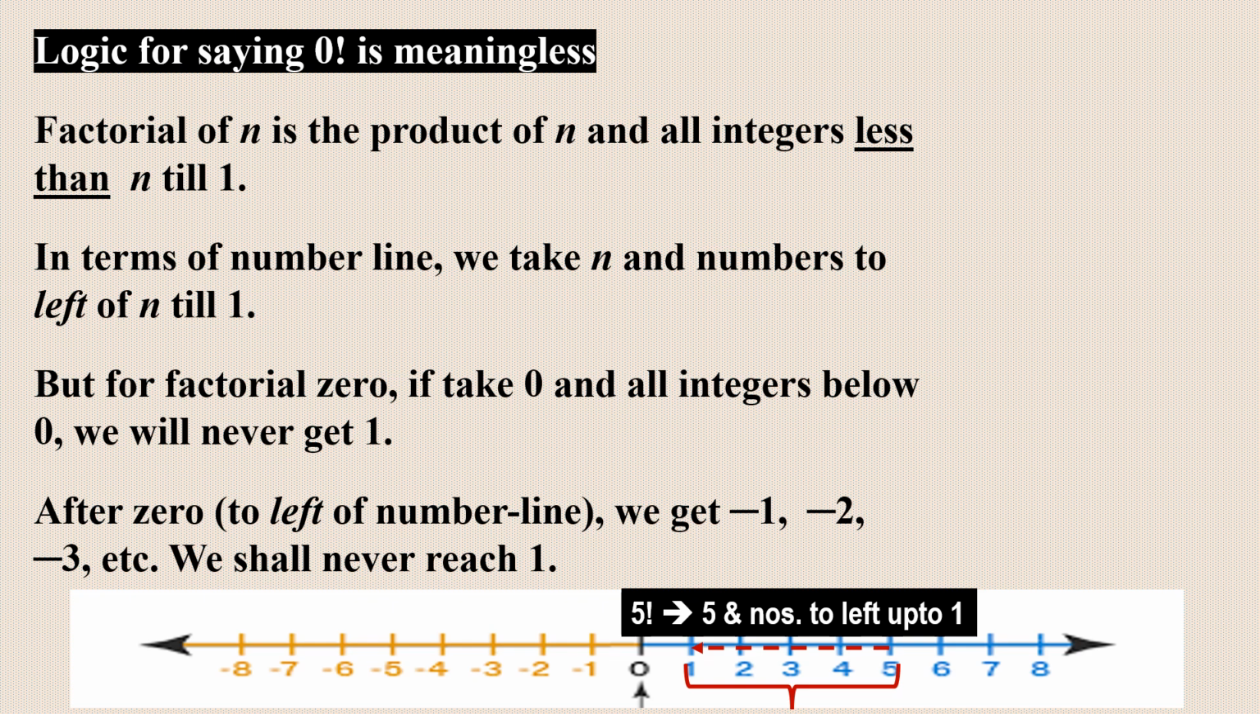Another logic for saying 0 factorial is meaningless. Factorial of n is the product of n, and all integers less than n, till 1. In terms of number line, we take n, and numbers to left of n, till 1. But for factorial 0, if we take 0, and all integers below 0, we will never get 1. After 0, to left of number line, we get -1, -2, -3, etc. We shall never reach 1.